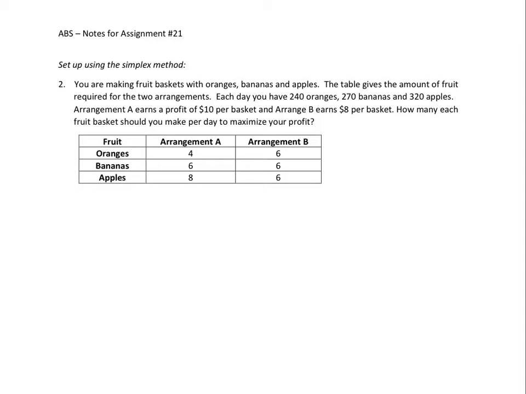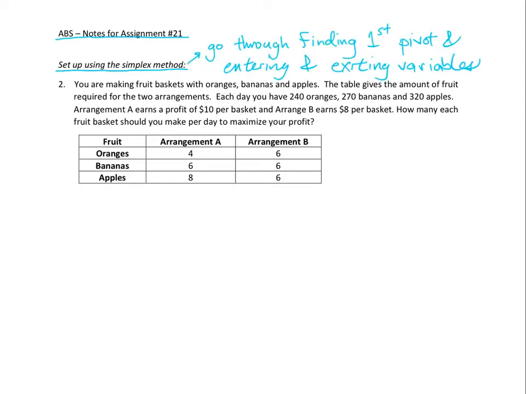In this video, I'm continuing and finishing notes for assignment 21 in my ABS class, and we'll go over what it means to set up using the simplex method. Basically, you want to do everything like in the last example, but we're going to stop after finding the pivot and the entering and exiting variables. So this example will take a significantly smaller amount of time compared to the last one.